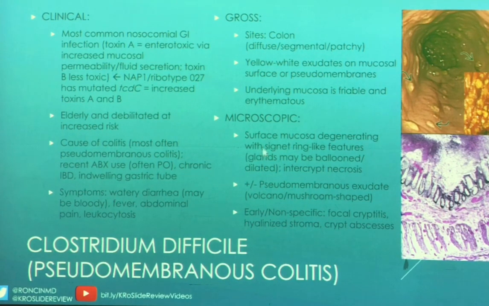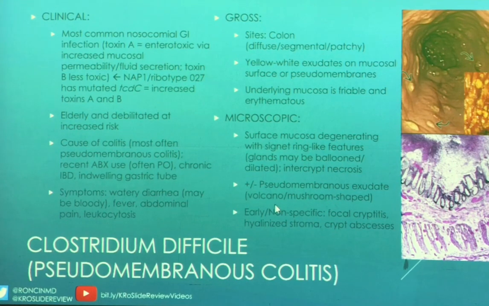So what we were seeing and trying to appreciate on the mucosal surface was that degenerating, ballooning, signet ring-like features. You can see intercrypt necrosis. Didn't really appreciate that in this case. You may or may not see pseudomembranous exudate. If it is present, it tends to heap, so it looks like a volcano, or it can be domed or mushroom-shaped.